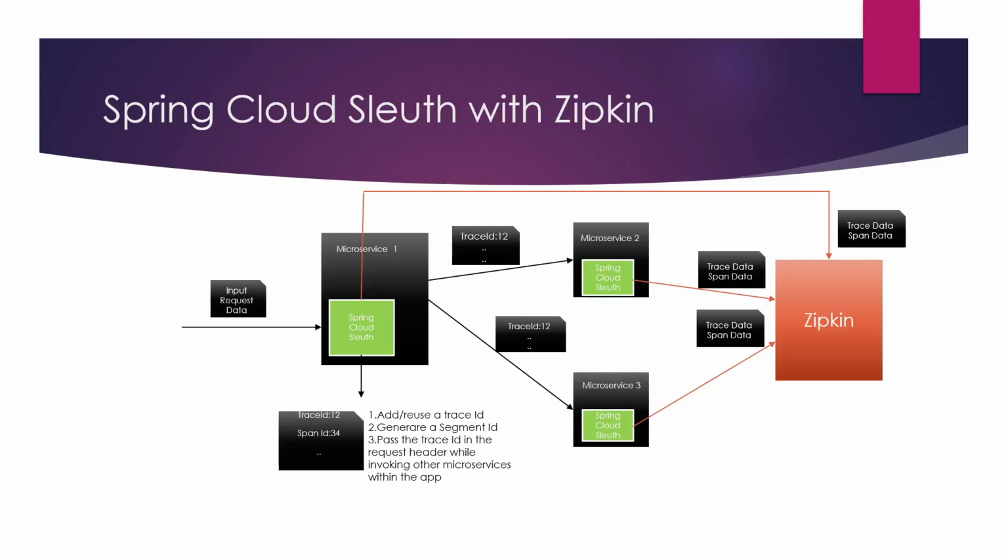Zipkin, we'll start the Zipkin server first, because we need to run a Zipkin server before we let our application send that trace data to the Zipkin server. And the second step we need to do is to let the application send that trace data to the Zipkin server by adding a Spring Sleuth Zipkin dependency to our application.